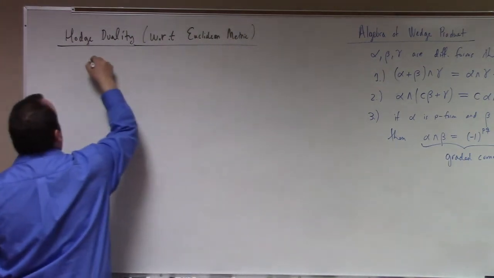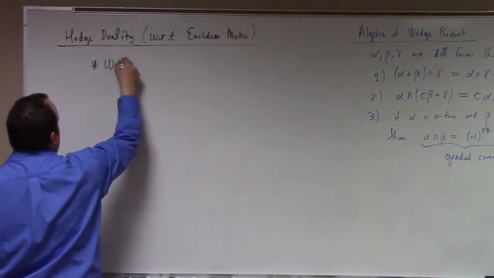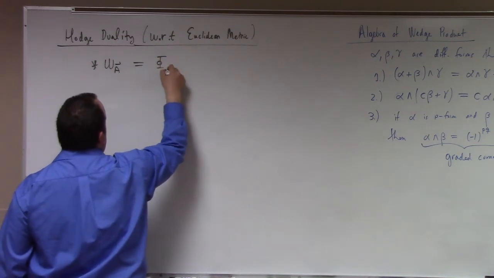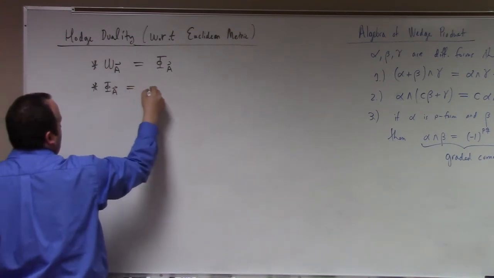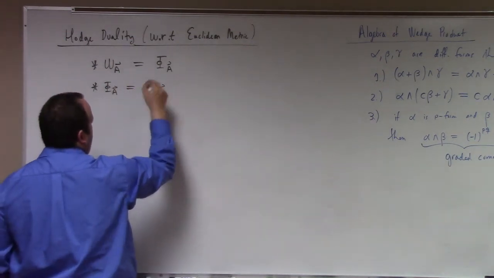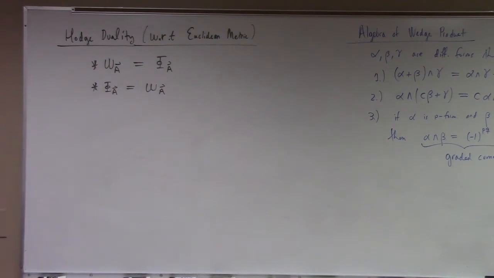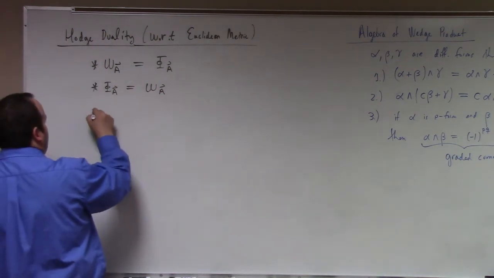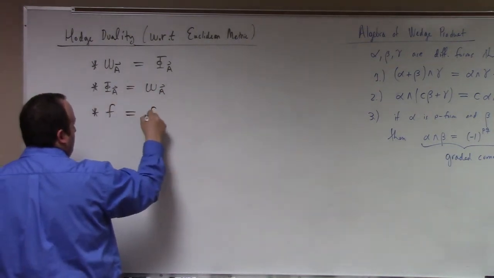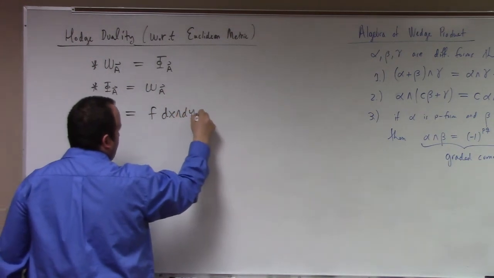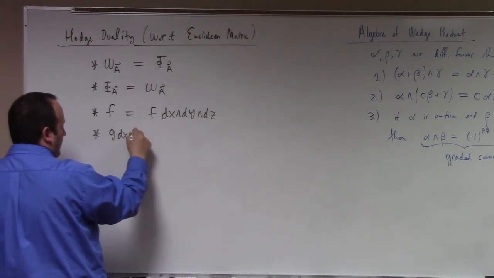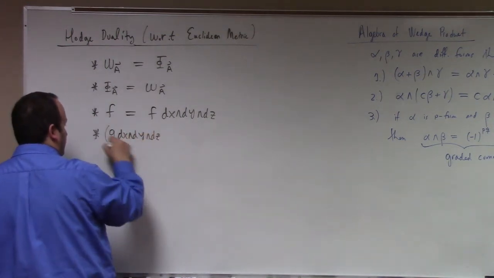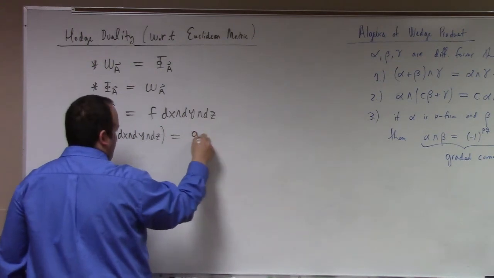Anyway, here it is in a nutshell. The Hodge dual of the work form of A, guess what? It is the flux form of A. And guess what the Hodge dual of the flux form of A is? It is the work form of A. So Hodge duality takes you from work to flux and from flux to work, back and forth. And the Hodge dual of a function f is f times dx wedge dy wedge dz. The Hodge dual of a volume form, g times dx wedge dy wedge dz, is, guess what? It is just g again.